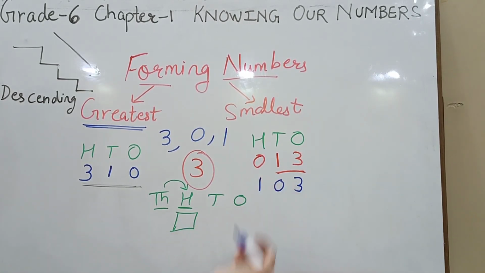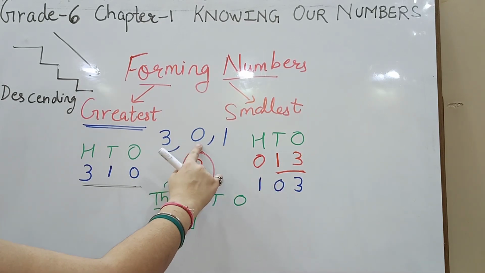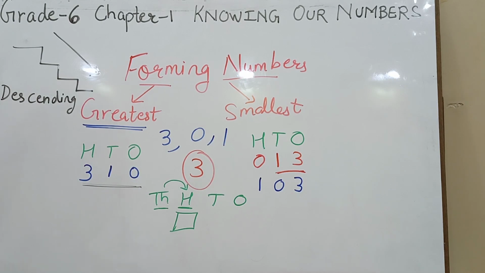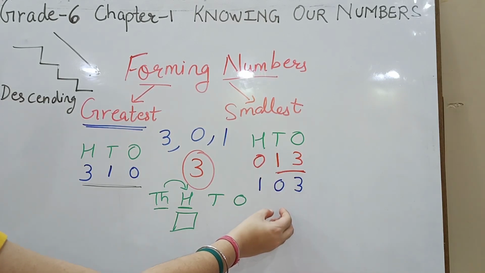So if I read this number, now I can say 103 is the smallest 3-digit number among the 3 given digits. For forming the smallest, if you see the digits 1, 0, 3, only in the case of 0 it is different, reason being that 0 is fixed at a certain place.